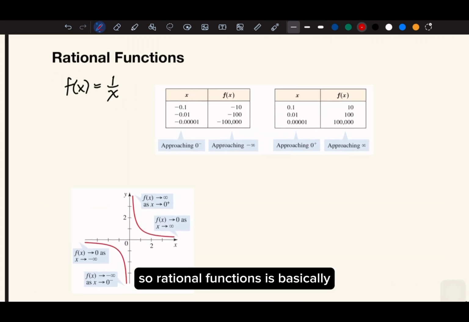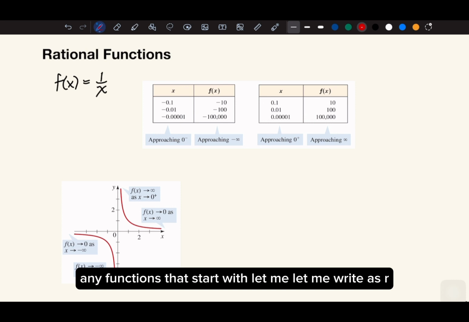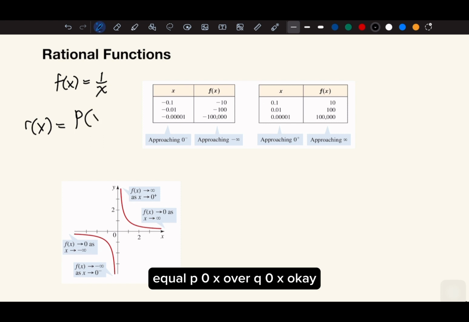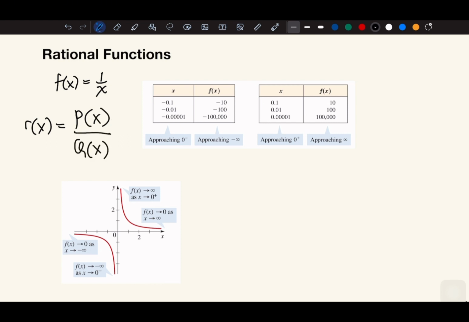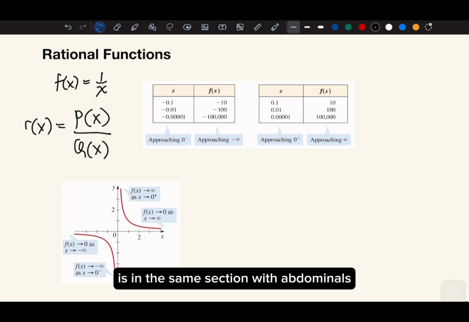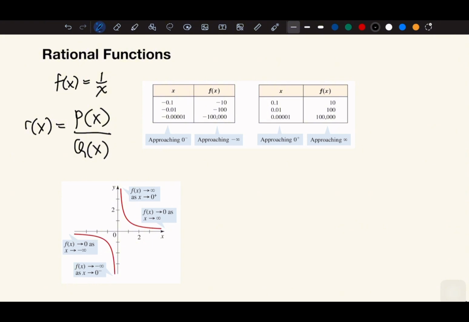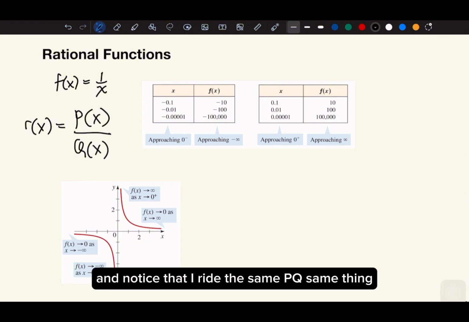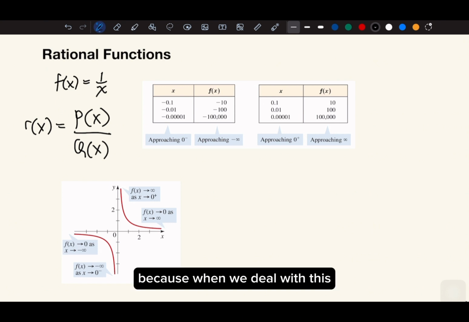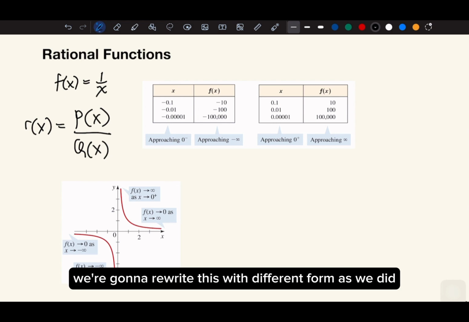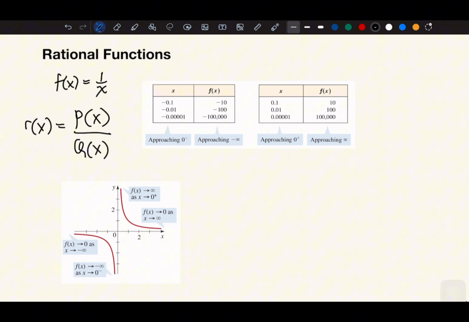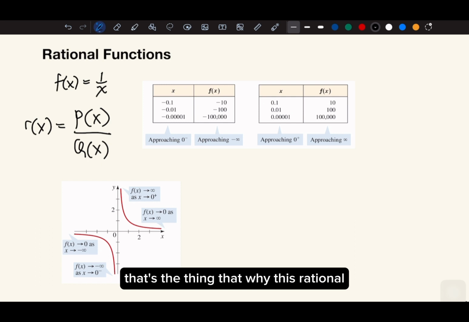So a rational function is basically any function of the form r equals p of x over q of x. Why are these rational functions in the same section as the polynomials? Notice that I write the same p, q, same thing as with the polynomials. Because when we deal with this, and we apply long division in polynomials, we're going to rewrite this in a different form, as we did in polynomials. That's why rational is actually related to polynomial.